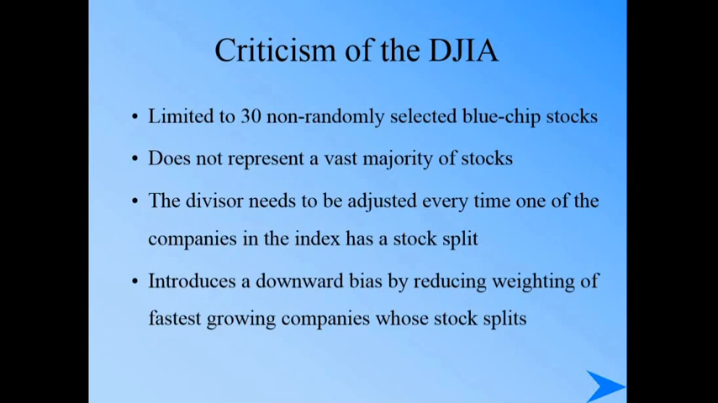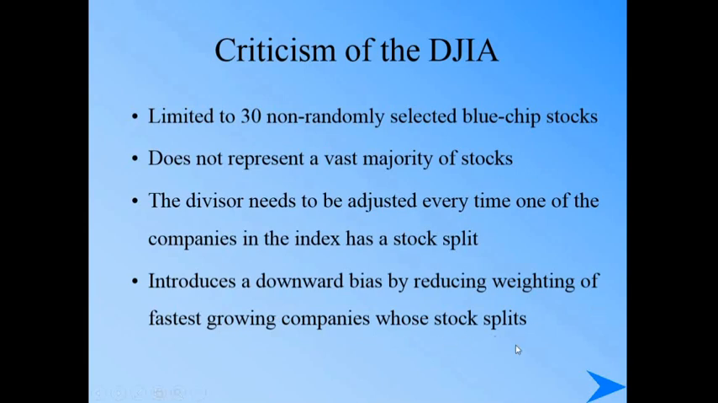The divisor needs to be adjusted every time one of the companies in the index has a stock split. So as I discussed in the previous slide, whenever there is a split in the shares, the divisor will be adjusted, and it's been adjusted so many times that it has dropped to a value of 0.14 something. It also introduces a downward bias by reducing the weightage of fast growing companies whose stock splits.